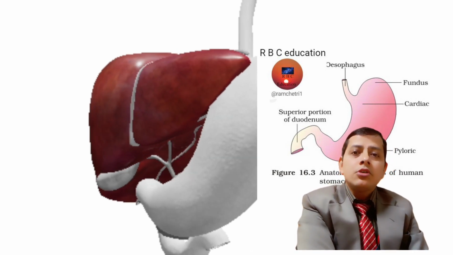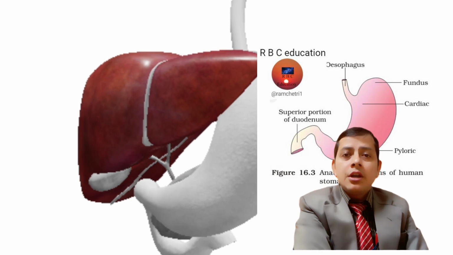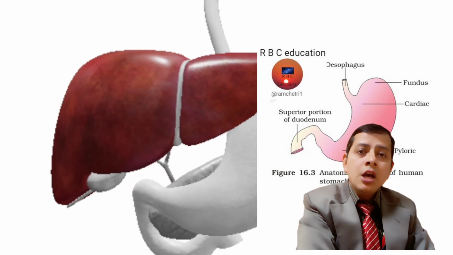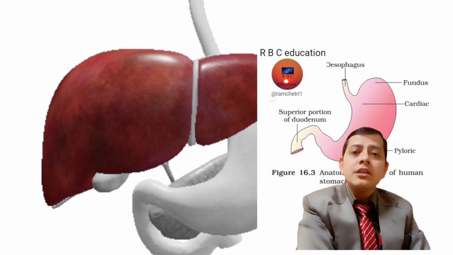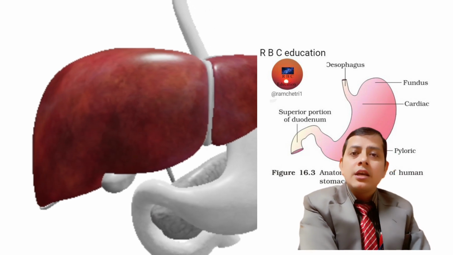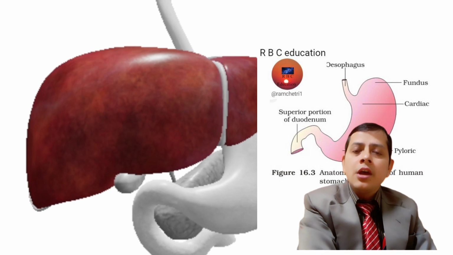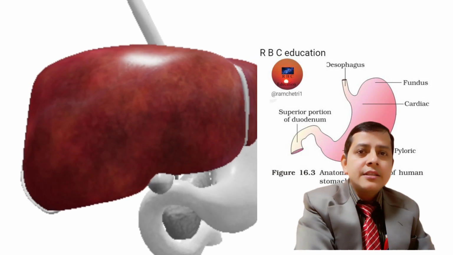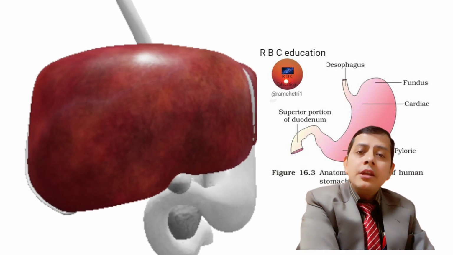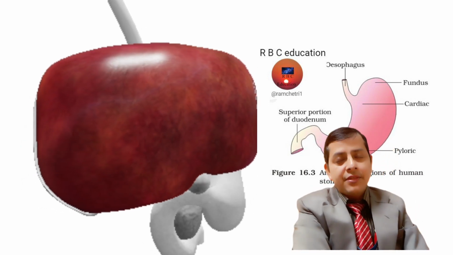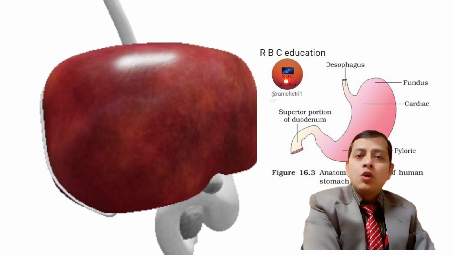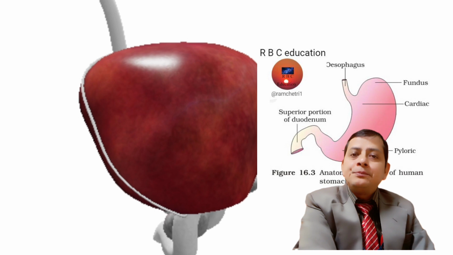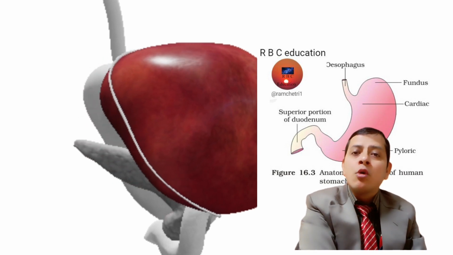When we talk about the stomach, it has different layers. The outermost layer of the stomach is called the serosa. Inner to that there is the muscularis. Inner to the muscularis there is the submucosa layer, and the innermost layer, which is highly folded, is called the mucosa layer. In the mucosa layer there are foldings called rugae, R-U-G-A-E, rugae. The rugae help in the churning movement of the food.